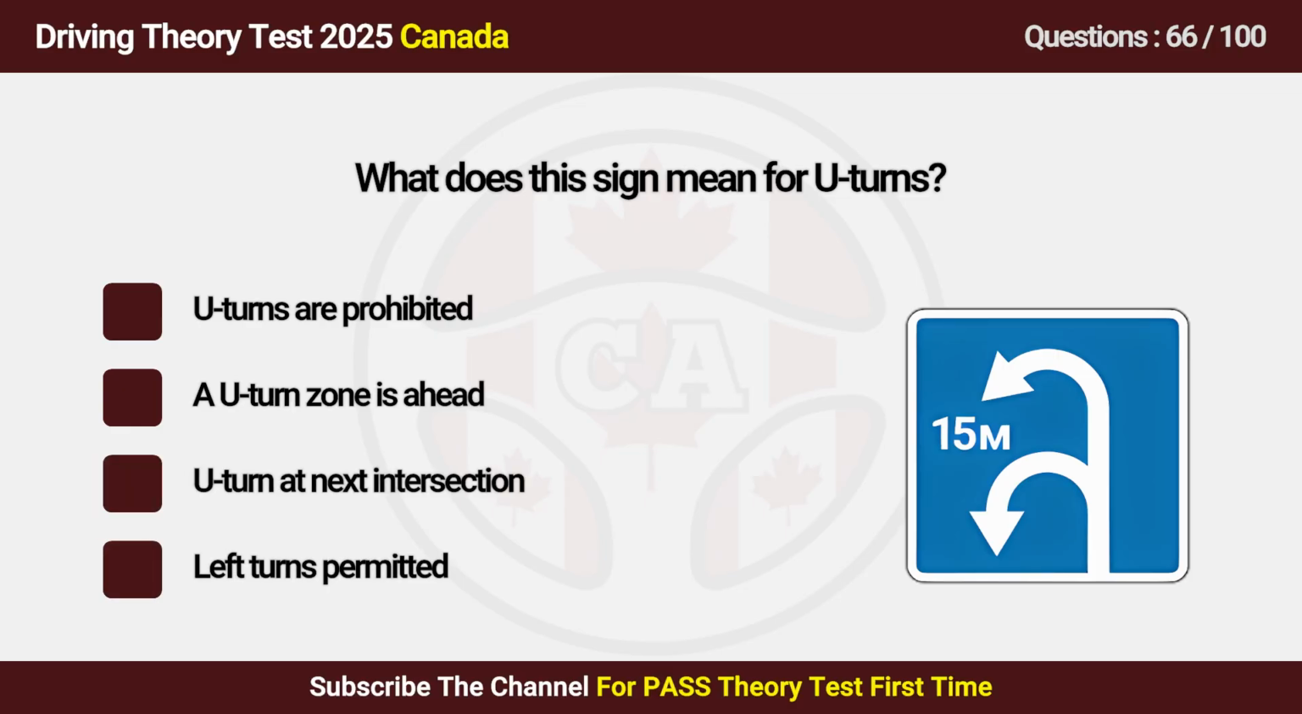A. U-turns are prohibited. B. A U-turn zone is ahead. C. U-turn at next intersection. D. Left turns permitted.